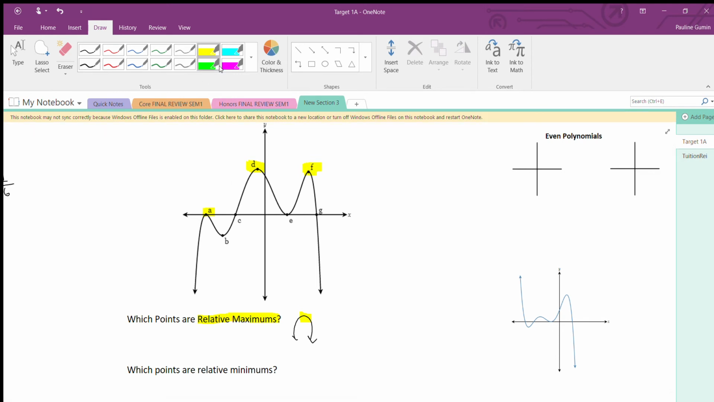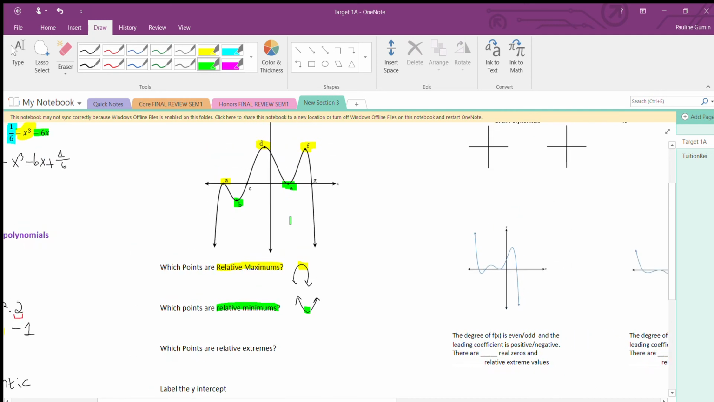Sweet. We also have relative minimums. This is the right side up U-shape. And our minimums are going to exist on the bottom of that U-shape. It's the lowest point, or lower point. Not the lowest, but one of the lower ones. Here I see letter B and letter E.